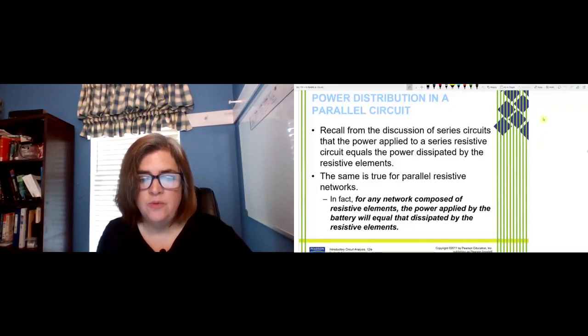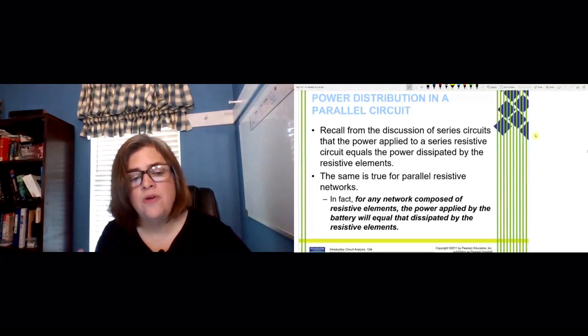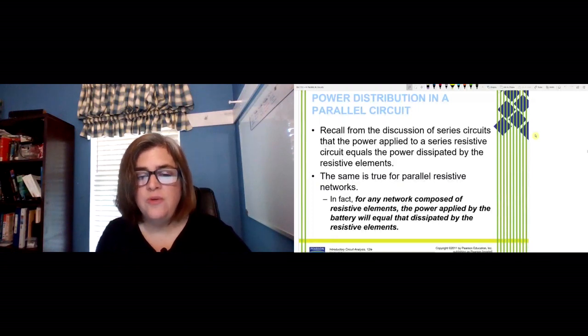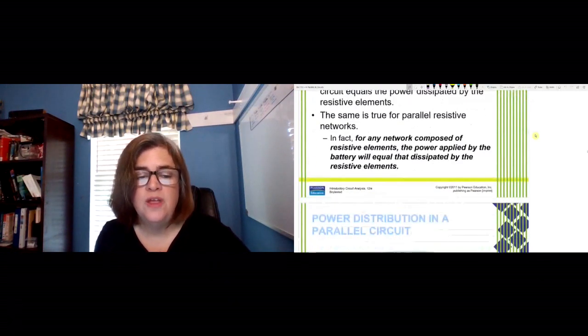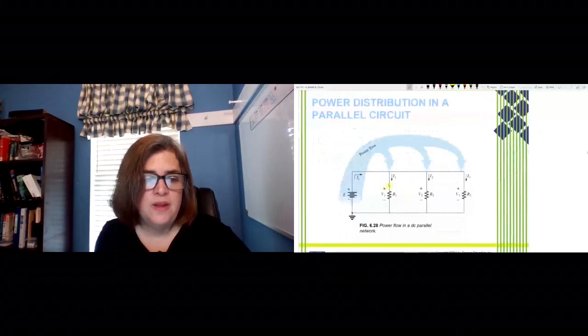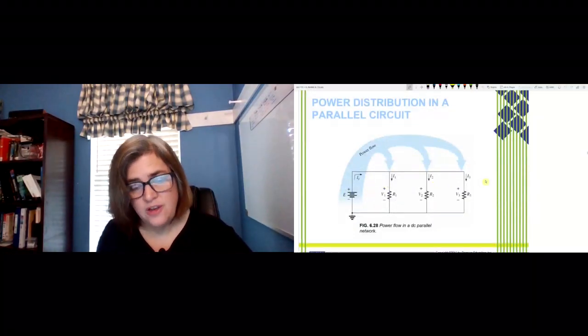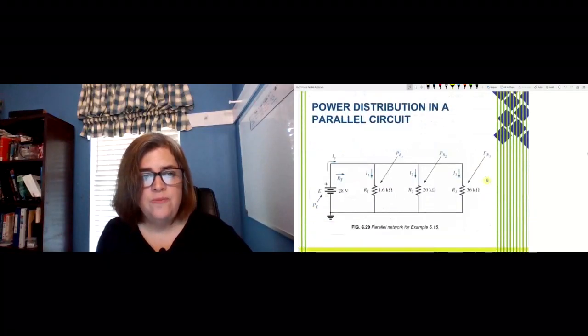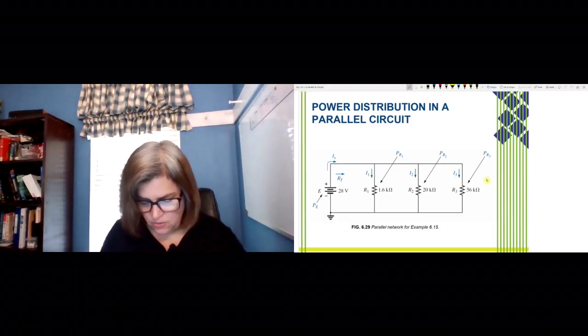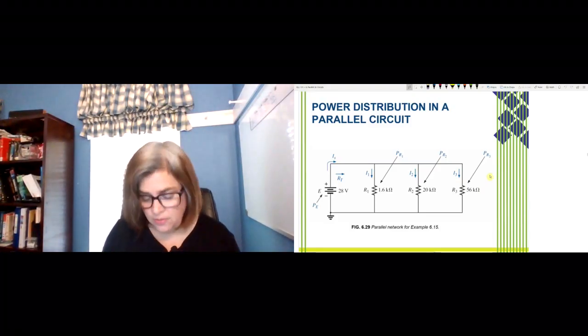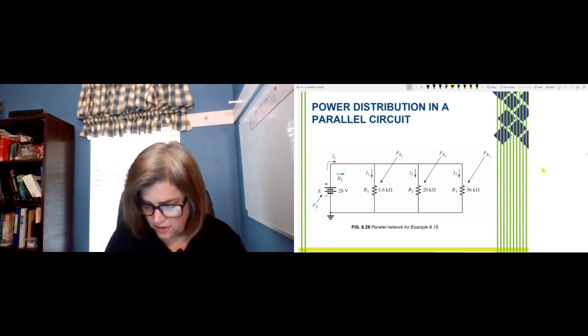As a matter of fact, in any network composed of resistive elements, the power applied by the source equals that dissipated by the resistive elements. So basically that means the power we apply has to be absorbed somewhere inside the circuit. So let's work through an actual example here. And we're going to just solve this like we did our other parallel circuits.